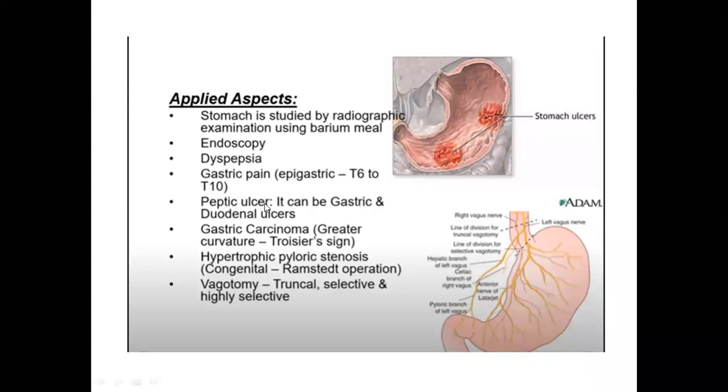Then stomach ulcer, also known as a peptic ulcer, can be gastric as well as a duodenal ulcer. Then we can have cancer of the stomach. If it is on the greater curvature, it will be known as the Troisier sign. Then the nerve supply of the stomach can be cut, that is vagotomy. That is, we cut the parasympathetic supply of the stomach depending on whatever condition the patient has.